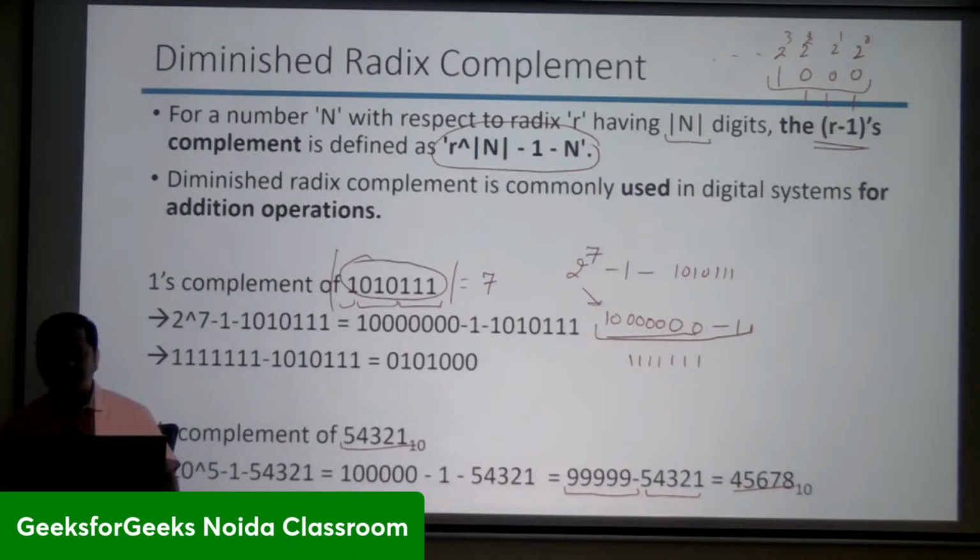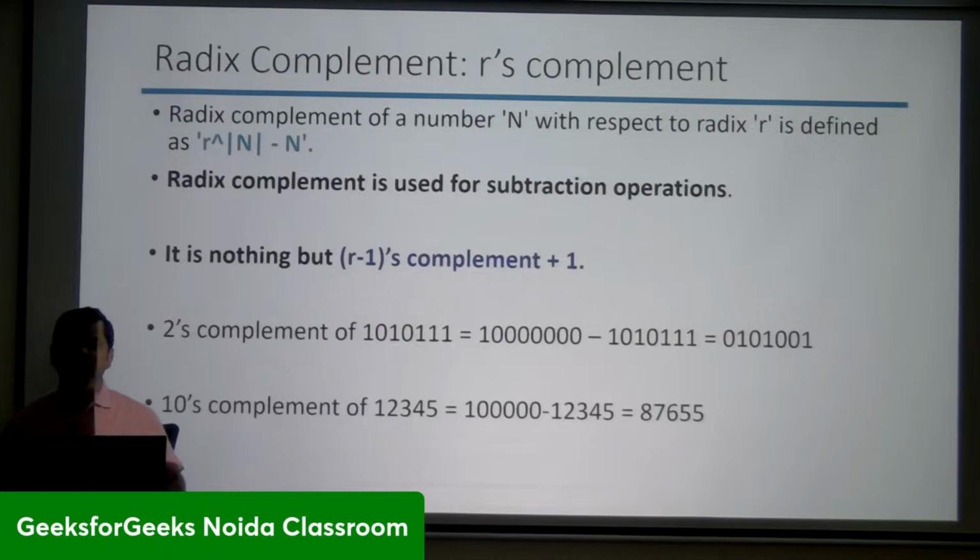All right. Any doubt? Anyone has any doubt? All right. So we'll go for the radix complement. So radix complement means equivalent to the base. So 2's complement, 10's complement, 8's complement, 16's complement, and so on. Or for any unknown radix r, it is r's complement.